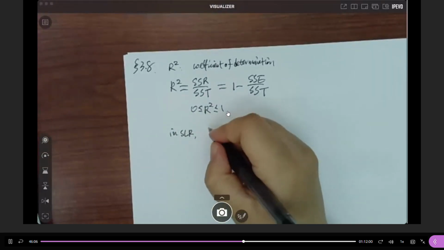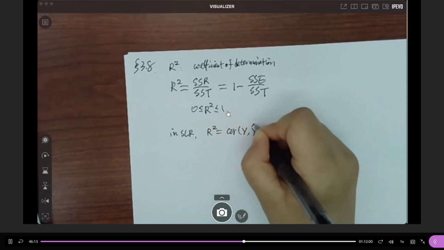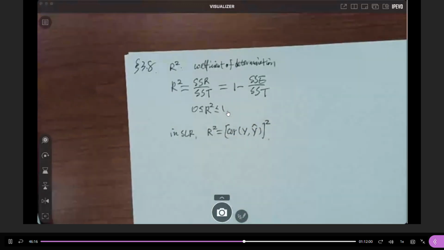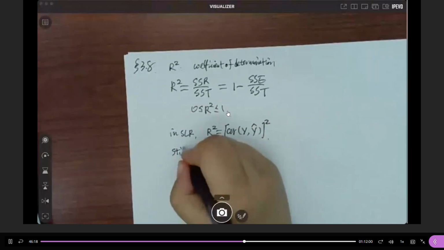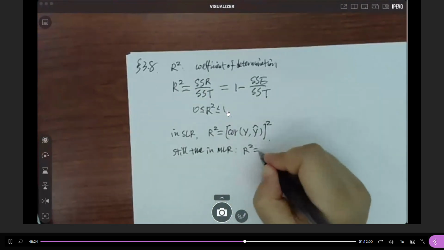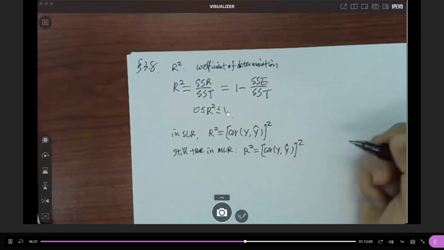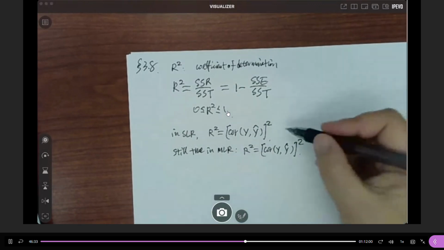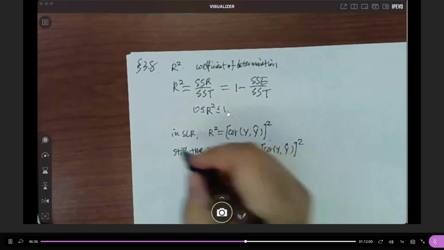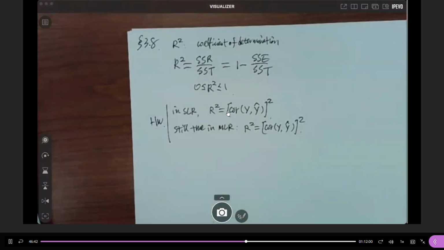Also, in the SLR case, we did not prove it, but it's true that R squared actually equals the squared correlation between y and y hat. This is still true in MLR: R squared still equals the squared correlation between y and y hat. This conclusion we did not prove. I think the book has it. Instead of giving you the answer here, I will ask you to do that in the homework.